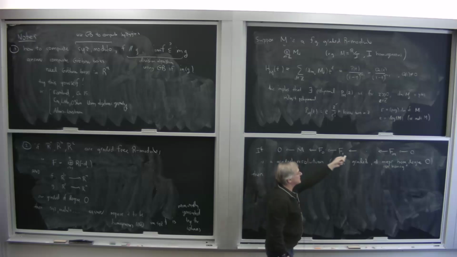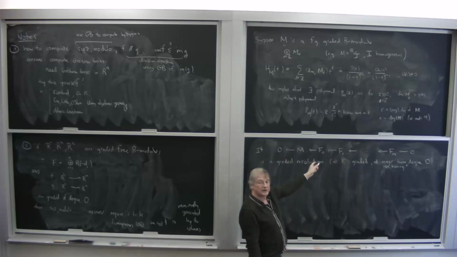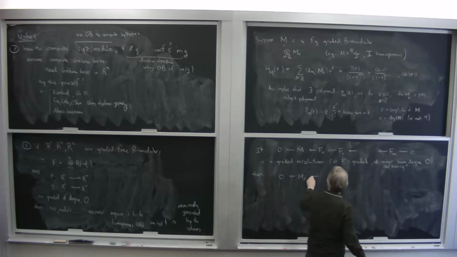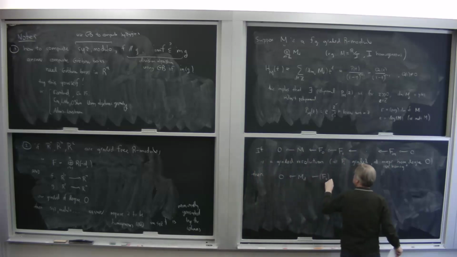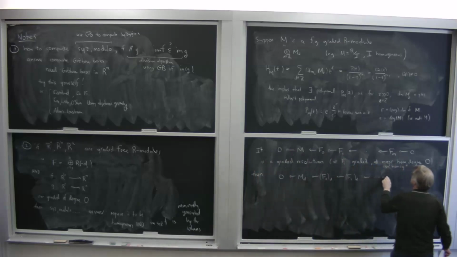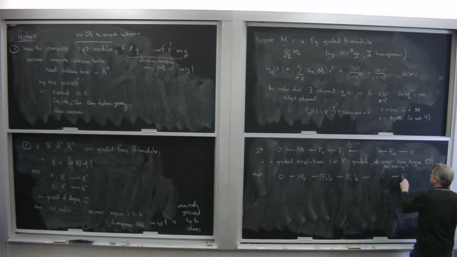Okay, each of these things has grading. So then if you just look at it, what do you get? Take the degree D part of this. Since everything in degree D maps to degree D, that part of it is exact. So you get 0 mapping to MD. This is a vector space. F0 in degree D is a vector space. F1 in degree D is a vector space, all the way to Fm in degree D is a vector space. Exact sequences of vector spaces.